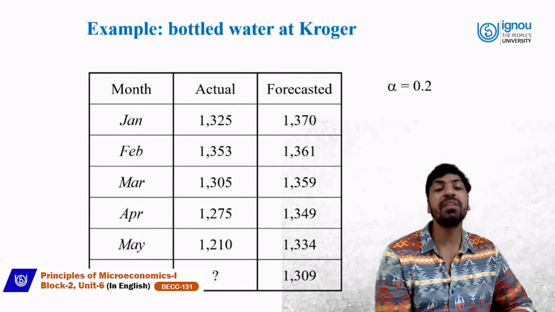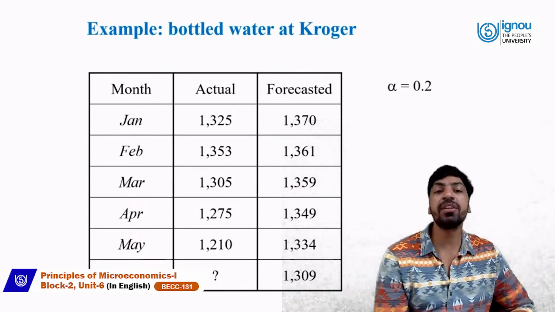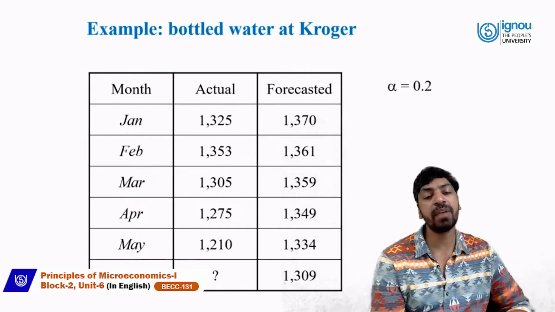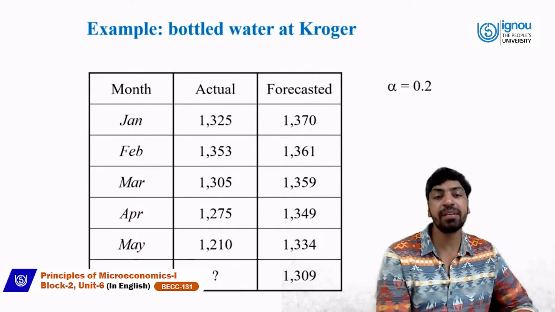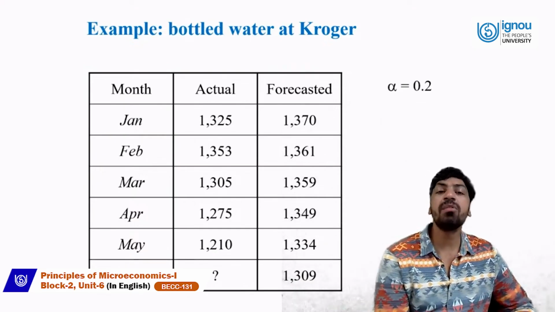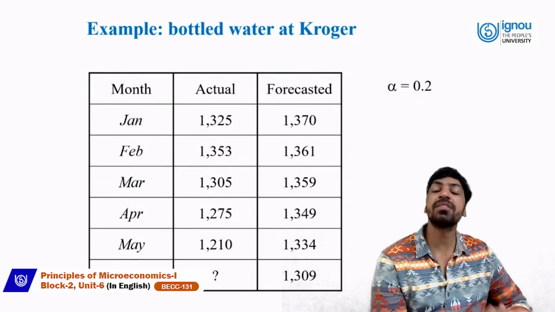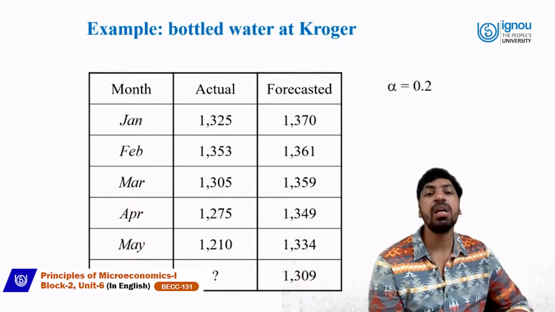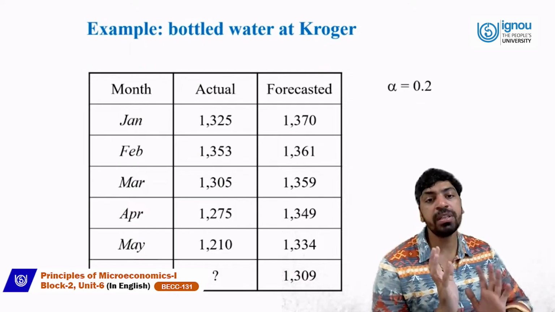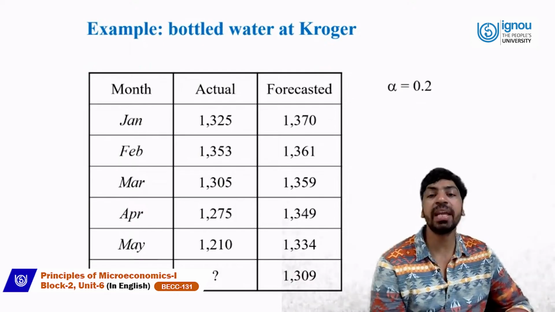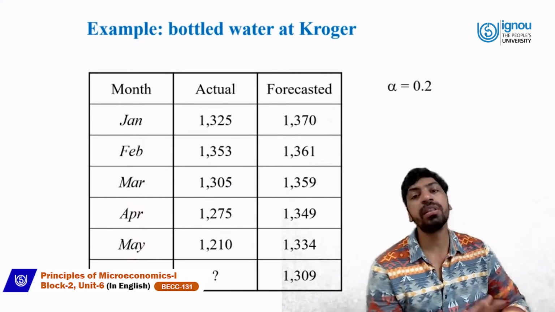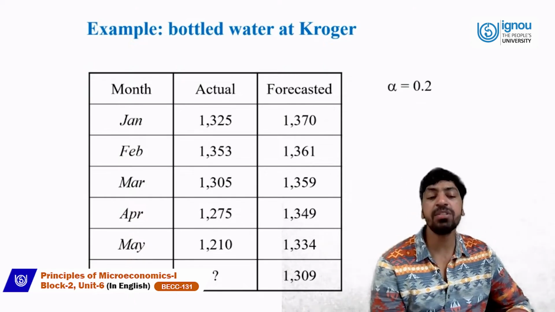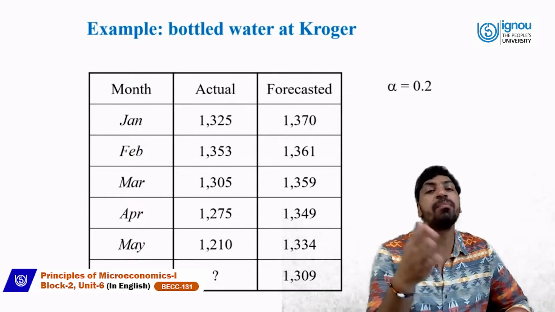So in the January month, the actual value of a particular period, that is January, is given as 1325, and its forecasting value is also given as 1370. Now in the question you need to calculate the forecasted value based on the actual value. It means you need to calculate the forecasted value up to the July month.